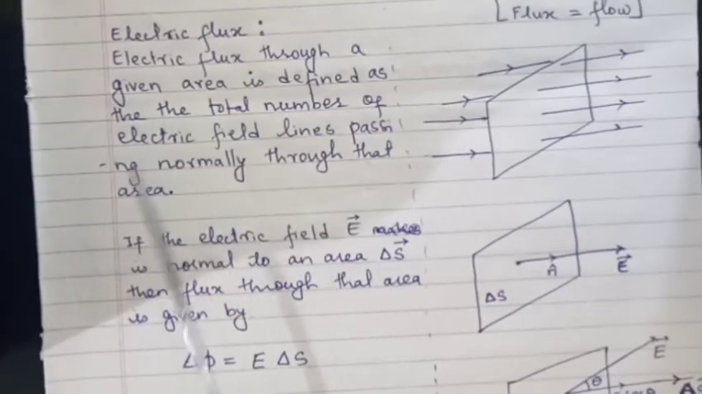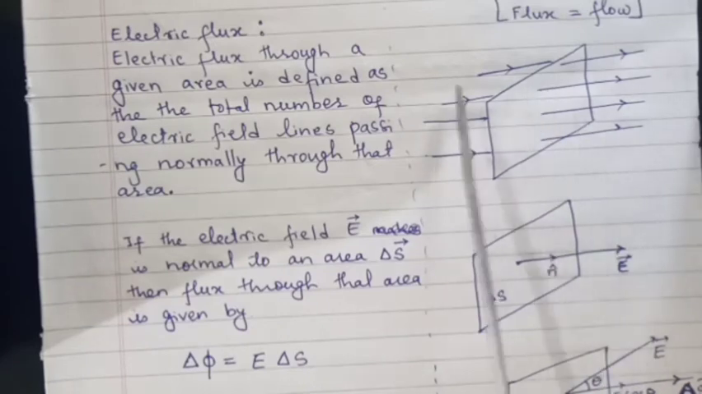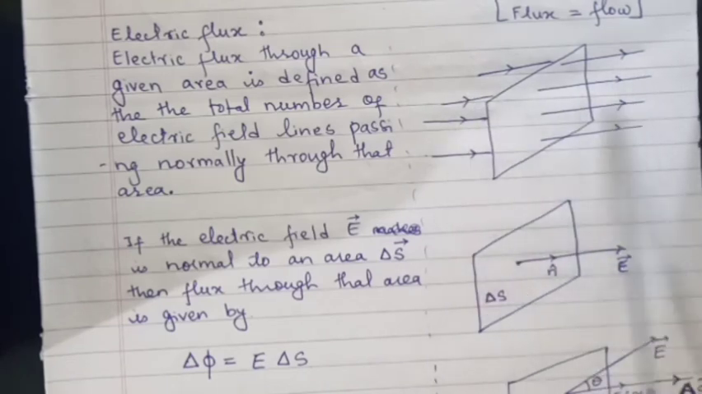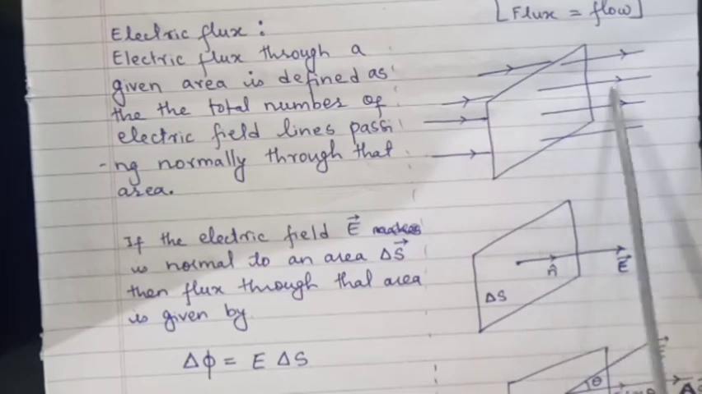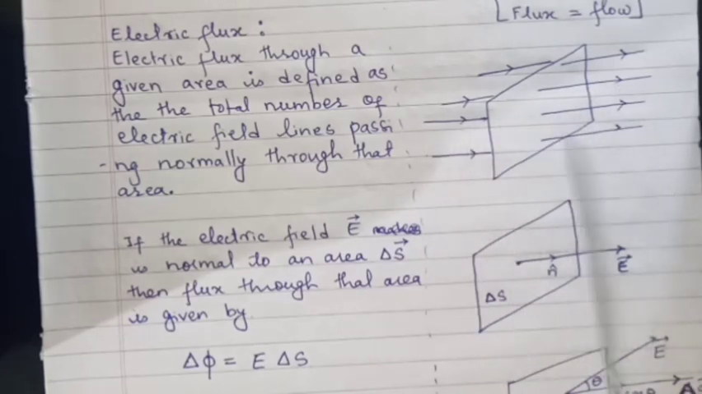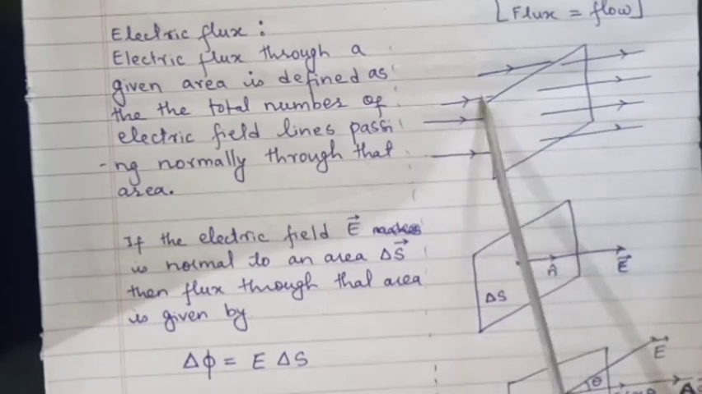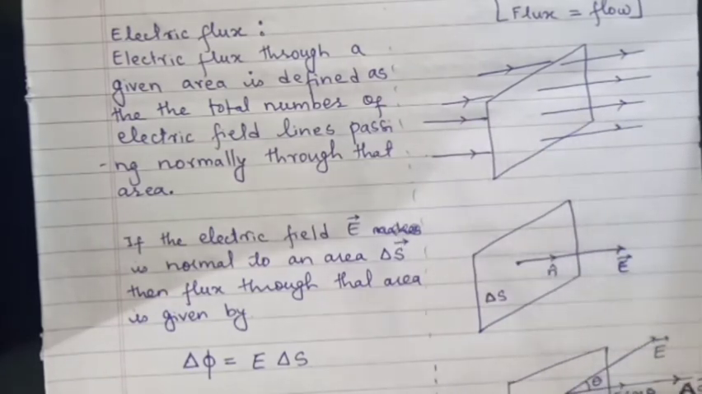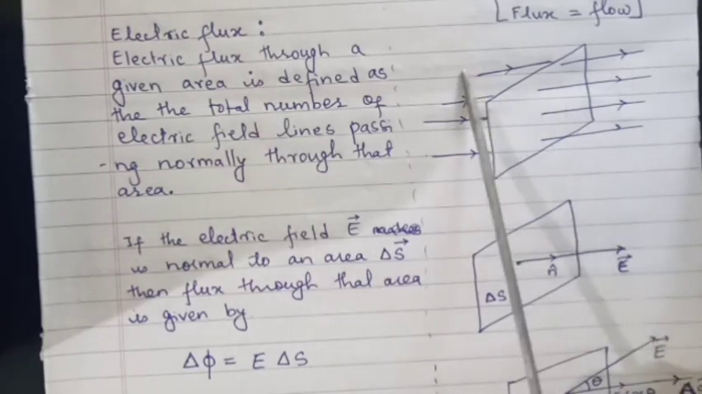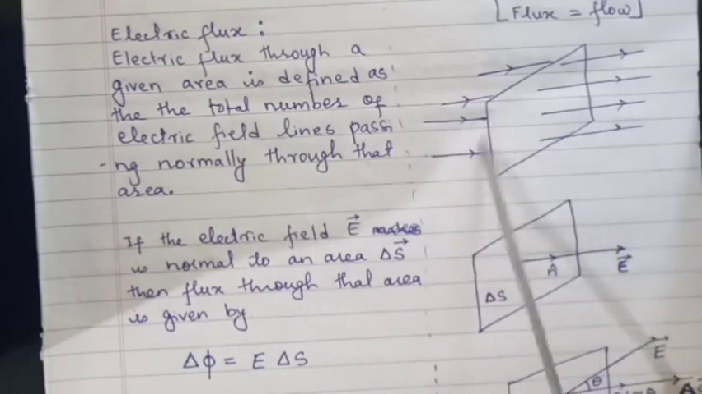Now we'll understand what is electric flux. We already know we can represent electric field by electric field lines like this. Suppose we have some electric field lines passing through this surface area and they are making 90 degrees with this surface area. Then the electric flux is the number of electric field lines crossing the given area perpendicularly. So electric flux is the number of electric field lines passing normally through a given area.